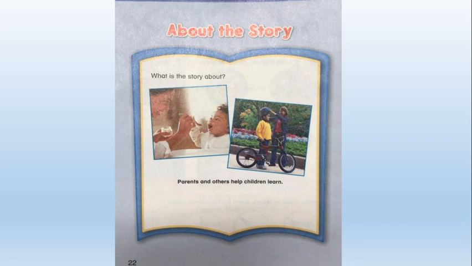What is the story about? So basically, as you remember, we're talking about parents and children. Specifically, they help children learn. Who? Parents. Parents and others help you learn how to do things, how to behave, how to do chores, for example, at home. It's something very, very interesting that it's very useful not only for you, but for your family.